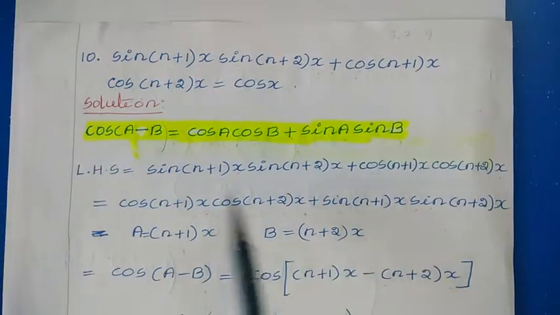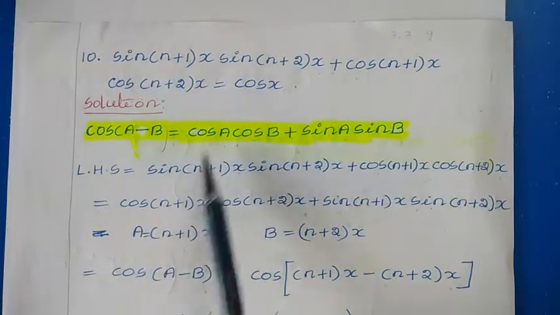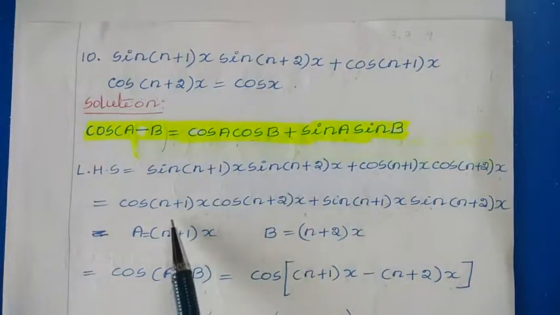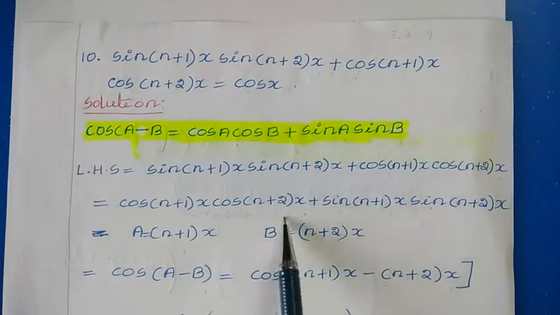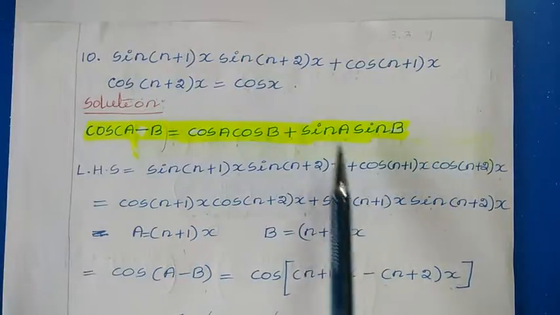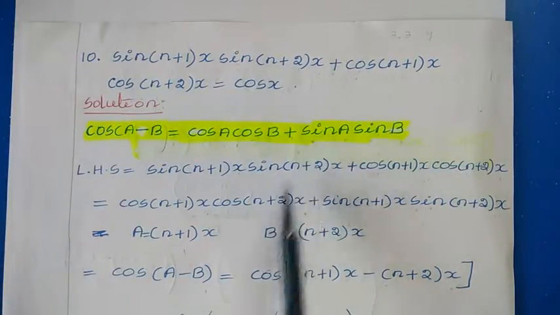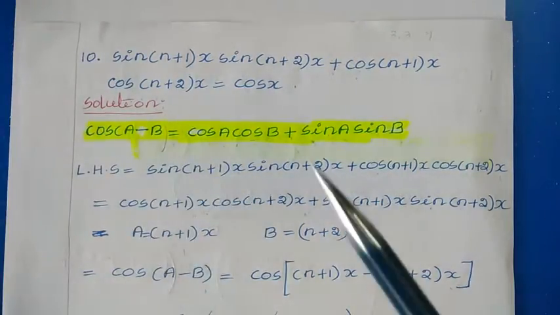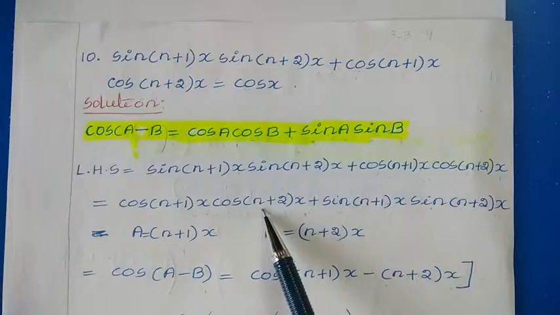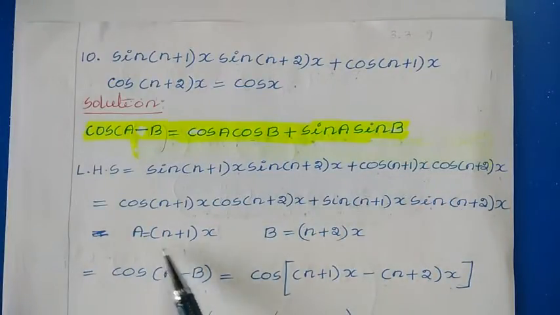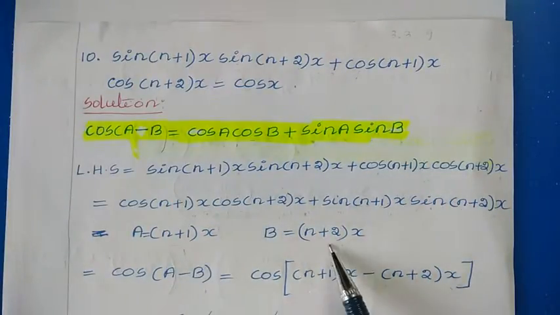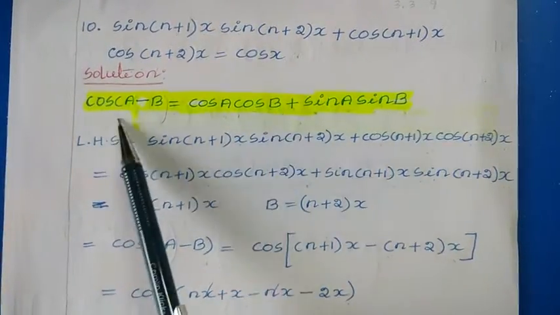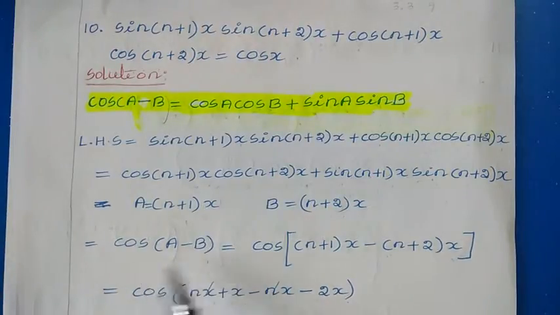Now this is in the form cos, then sin and sin. And here a is n plus 1 into x and b is n plus 2 into x. So the right hand side of the formula matches with this one. By comparing with the formula, we can say that a is equal to (n plus 1)x and b is equal to (n plus 2)x. So now the formula says that this is equal to cos(a minus b). So just write that cos(a minus b).